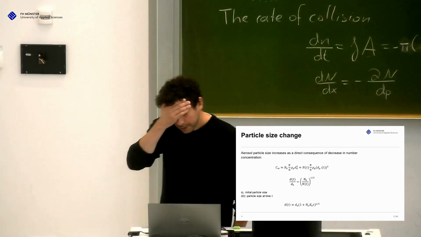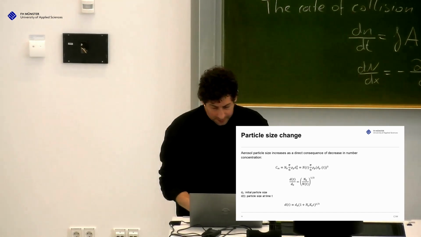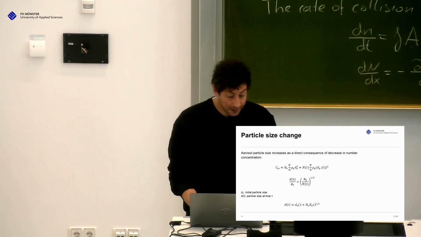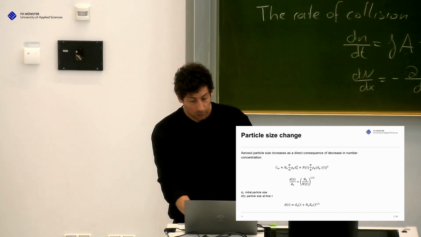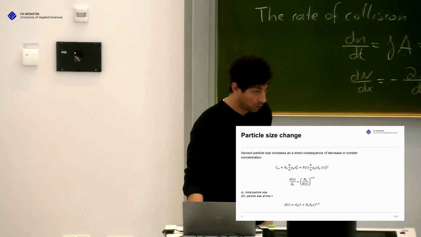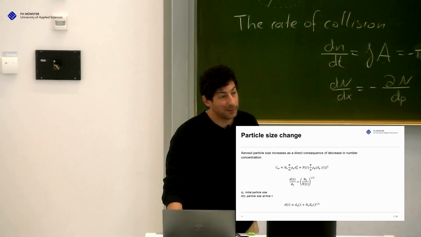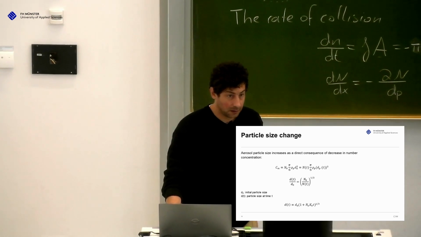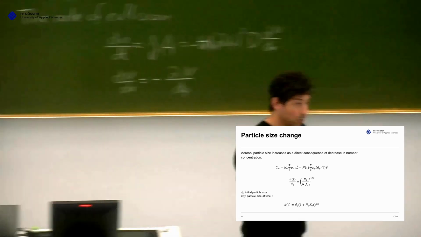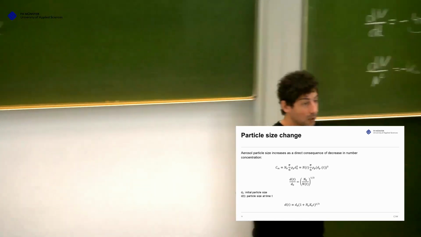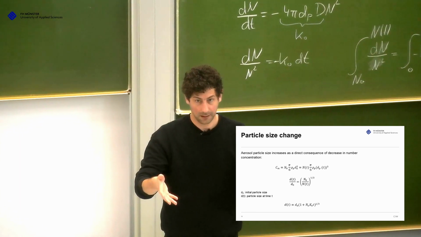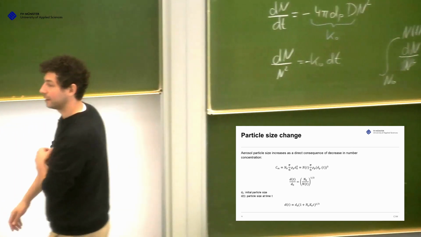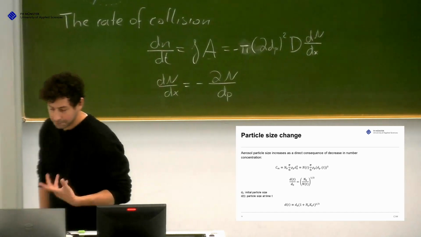What is important here is that if you look at this equation, the particle size increases with the inverse cube root of number concentration. This means an 8-fold reduction in number doubles the size. So if you have a certain size and you want to double the size due to coagulation, you need to reduce the number of flying around particles by 8. And this is a quite nice finding.